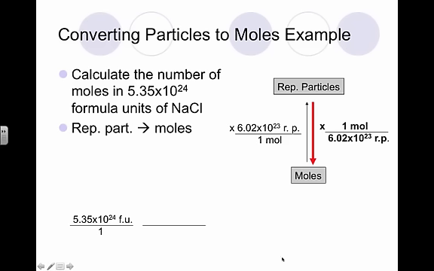So we have our 5.35 times 10 to the 24th formula units, and we multiply by our factor. So notice we have formula units on top and bottom, which cancels, leaving us with the unit of moles, which is exactly what we want to find. And then in this case, we have to divide, and we end up with 8.89 moles of NaCl. Again, this is where a scientific calculator can really come in handy, because you're dealing with large numbers here.